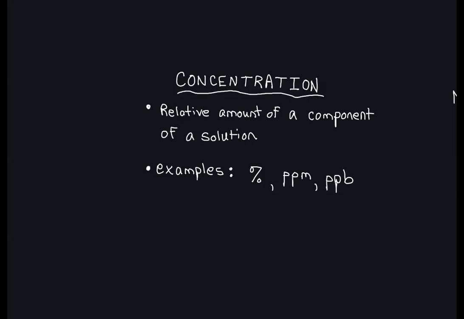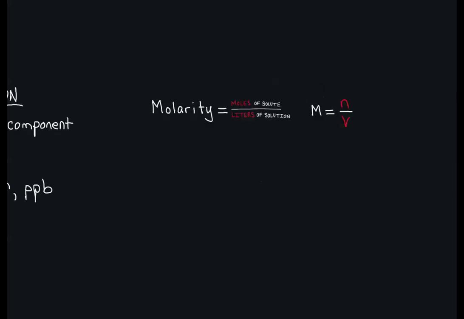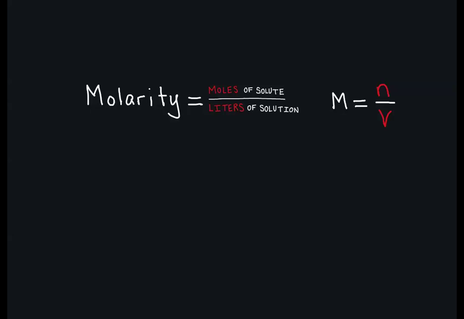The unit that we most frequently encounter in chemistry is molarity. Molarity is defined as the moles of the solute divided by the liters of solution. So the amount of the solute is quantified in terms of moles, and then the amount of the solution, which includes the solute, is going to be in terms of a volume, and the unit being liters.